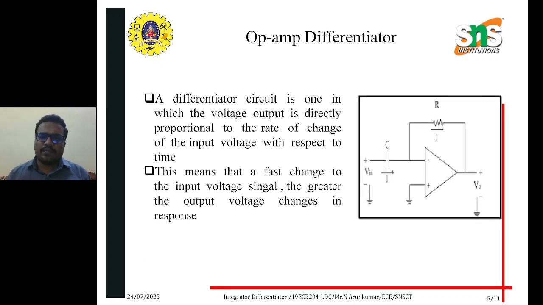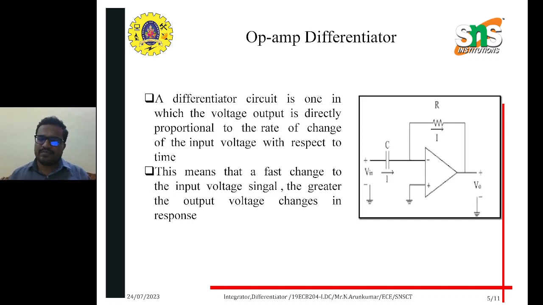Next is the op amp differentiator. So far we have discussed the integrator and its operation. Now we are going to discuss the operation of the differentiator. The one difference between the integrator and differentiator is that the capacitor and the resistor have been interchanged. If the capacitor is connected to the inverting terminal, then the circuit is called a differentiator.